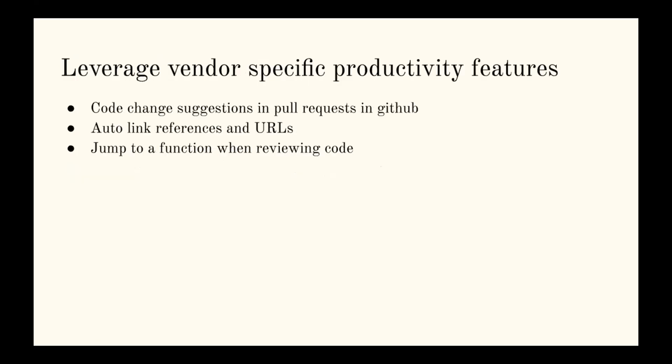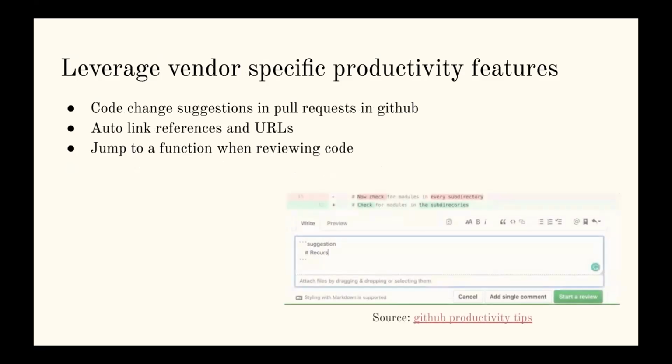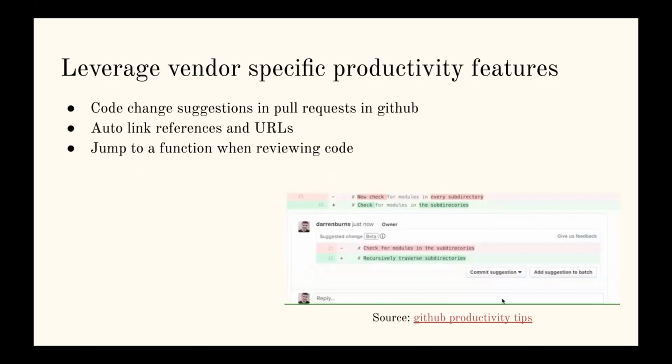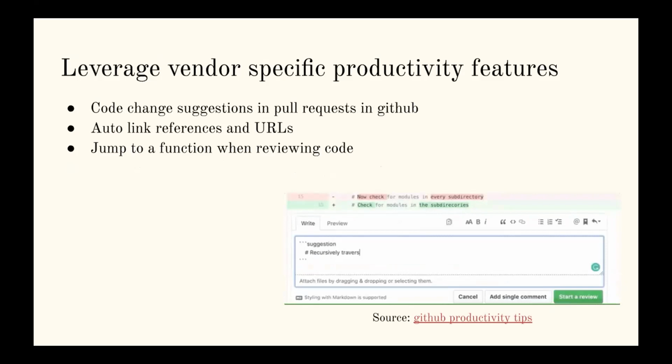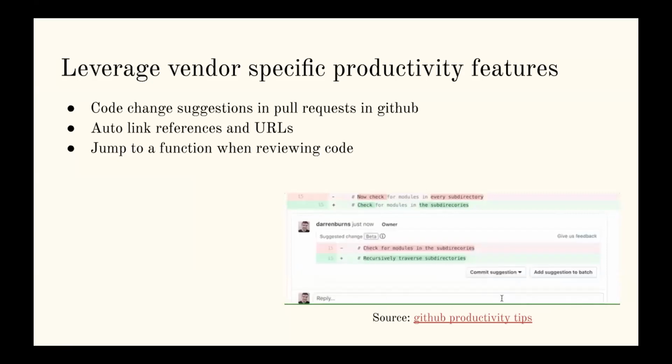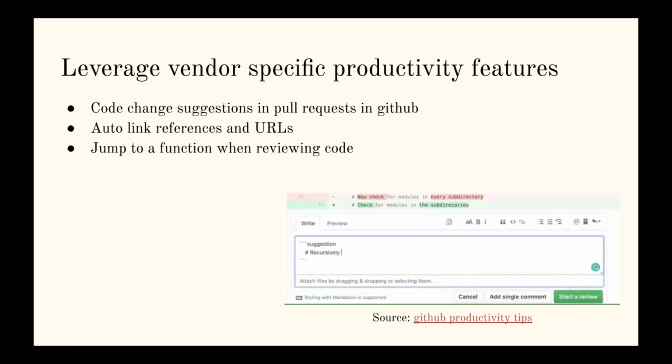And leverage vendor-specific productivity features. These are really nice features to be productive. So code change suggestion in pull request in GitHub. For example, if you do a code review in GitHub, there are some ways to request a change with a suggestion. You are changing the code in real time using the IDE and the author probably will be able to accept it without pushing a new commit from their side or anything. So this really increases the productivity. And there are a bunch of other cool tricks to do, productivity tips provided.